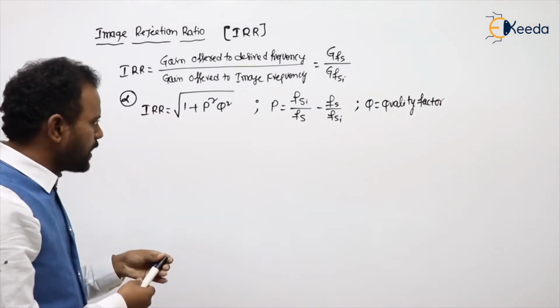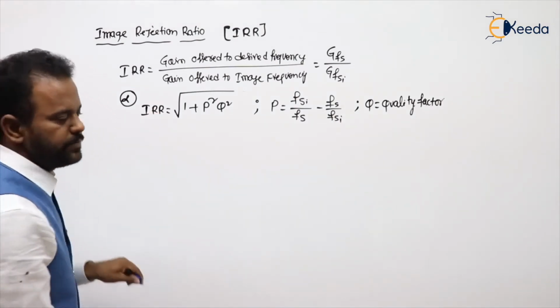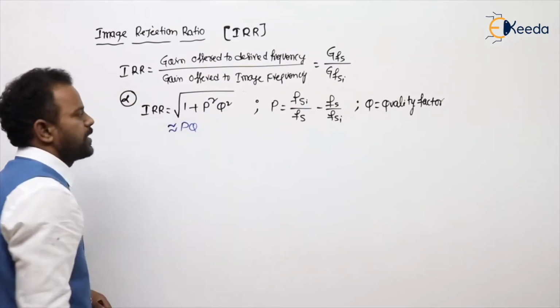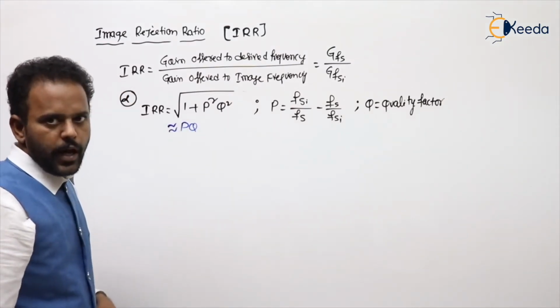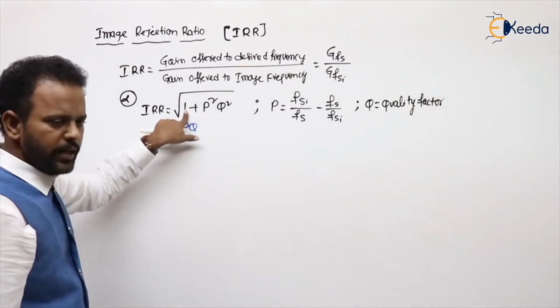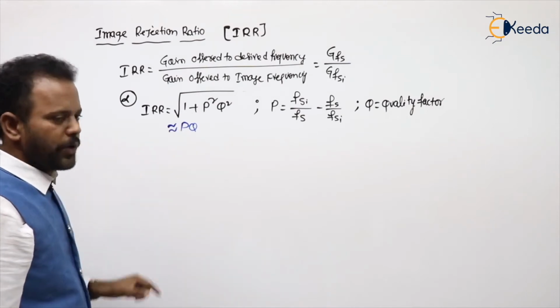Sometimes you can also approximate this as PQ. Are you getting my point or not? Because generally this value is more when compared to 1, so you can approximate it as PQ.